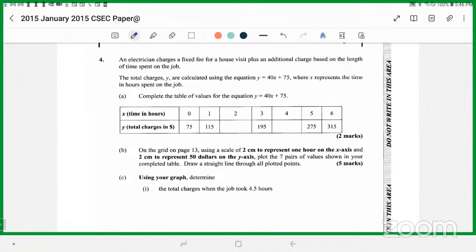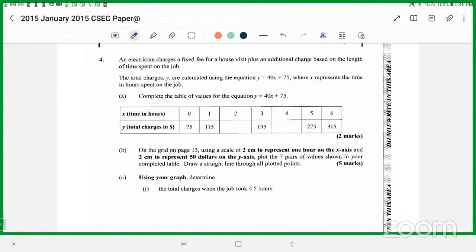It says the total charge, Y, is calculated using this formula. So this must be the fixed charge. This must be the time, the X. And this must be the rate for every hour, where X represents the time in hours spent. So X is the time spent. $75 is the fixed charge. 40 is the hourly rate. I'm multiplying 40 by the number of hours. All right, so $40 is the hourly rate.